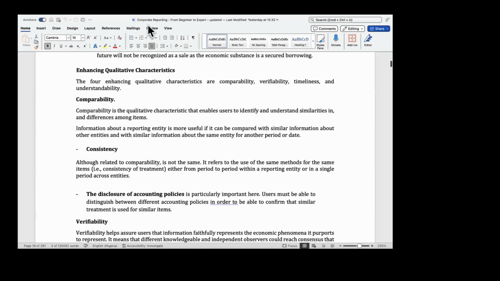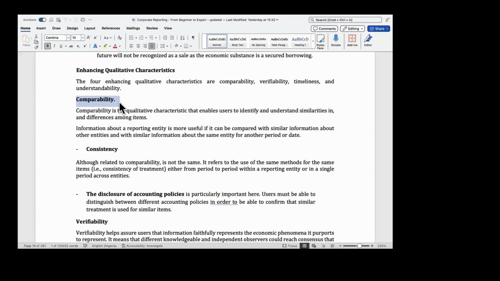Now, that's the fundamental characteristics. There are the enhancing characteristics. They make it more useful or less useful. So even if a report does not meet these characteristics, it doesn't mean it's not useful. It's still useful, but it could be more useful if it has these characteristics. And what are they? Number one is comparability.